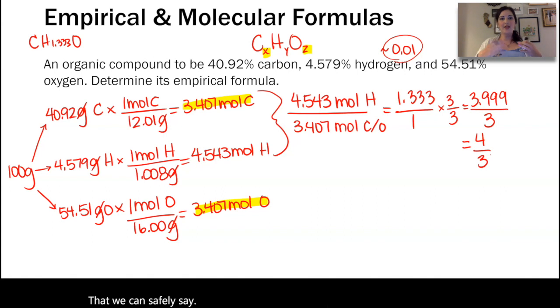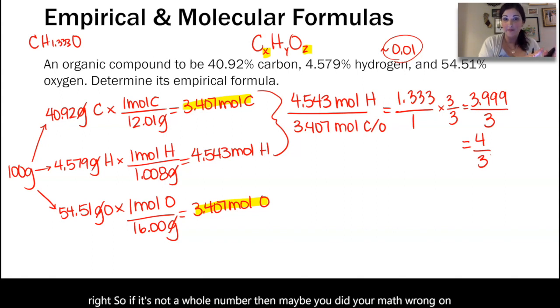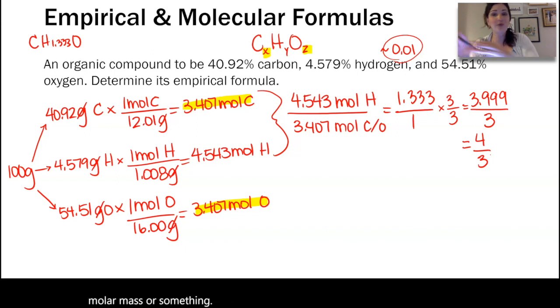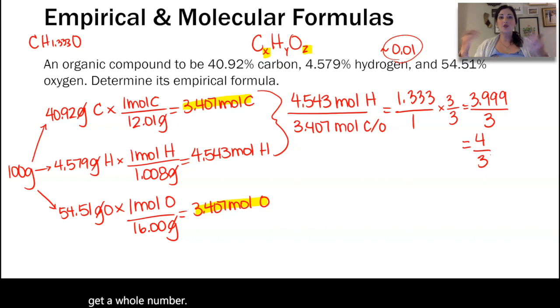So if we get a ratio that's not a whole number, one of two things happened. Maybe you did your math wrong on your moles and you should go back and check. Maybe you took a wrong molar mass or something. If it's something like 1.333, then we can multiply by the same number top and bottom to get a whole number. What if it was 1.25 over 1? What would you multiply 1.25 over 1 by in order to get a whole number ratio?